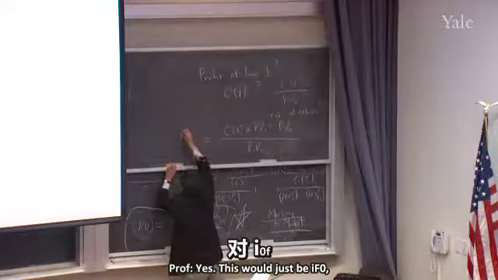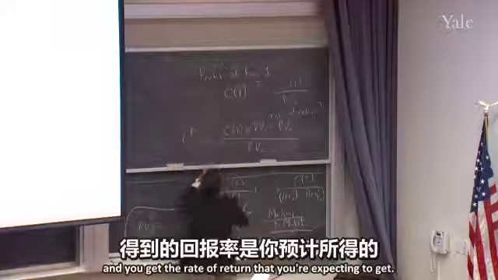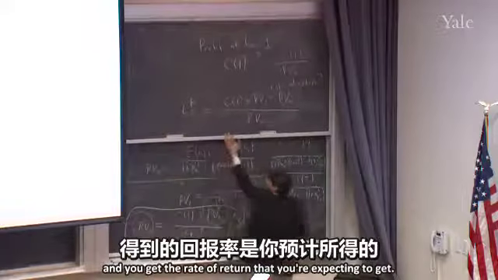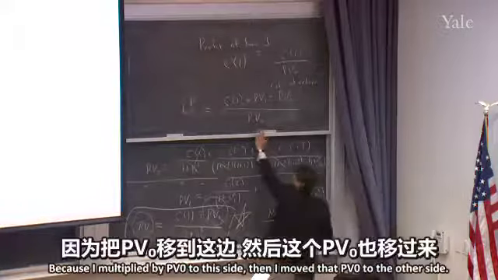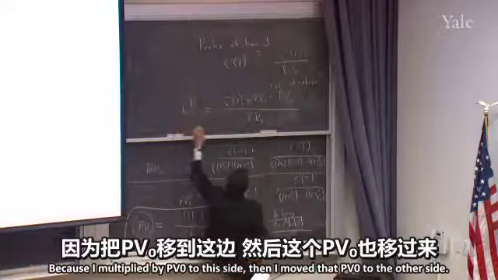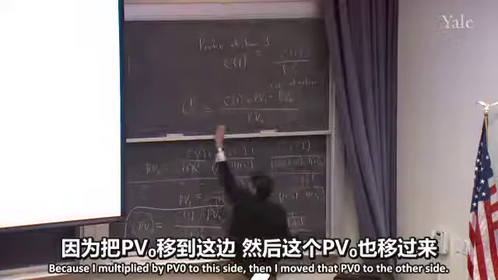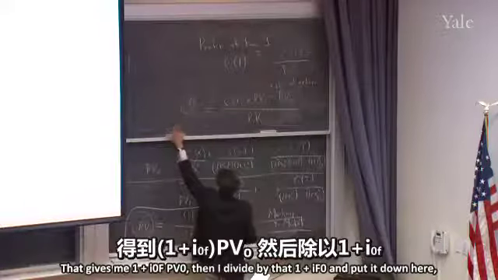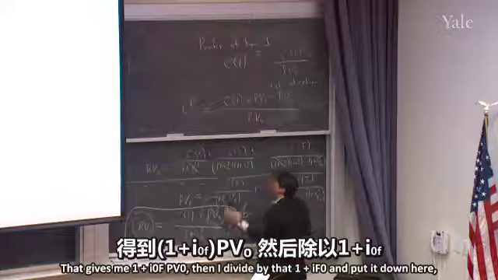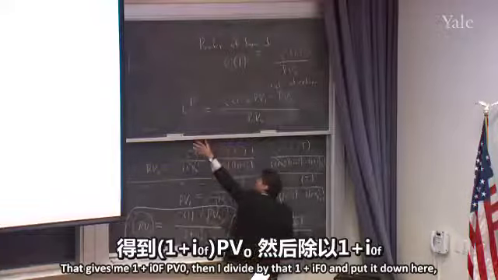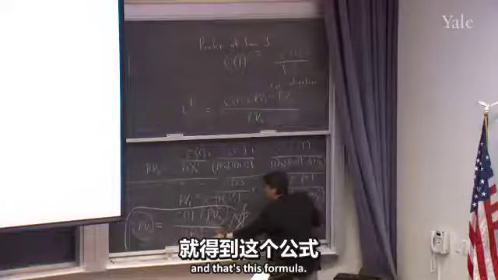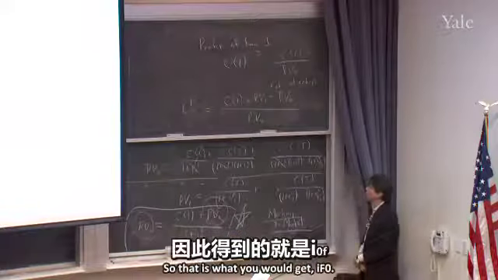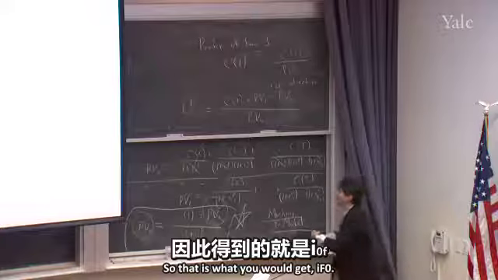Okay, this would just be IF0, and you get the rate of return that you're expecting to get. Now, how do I know that's IF0? Because I multiply by PV0 to this side. Then I move that PV0 to the other side. That gives me 1 plus IF0 times PV0. Then I divide by that 1 plus IF0 and put it down here, and that's this formula. So that is what you would get, IF0.